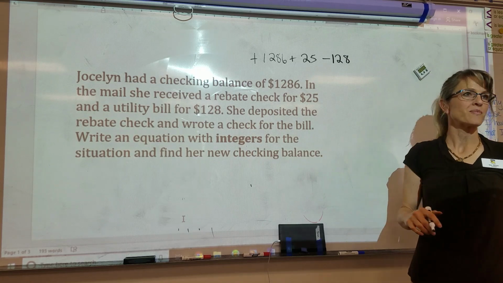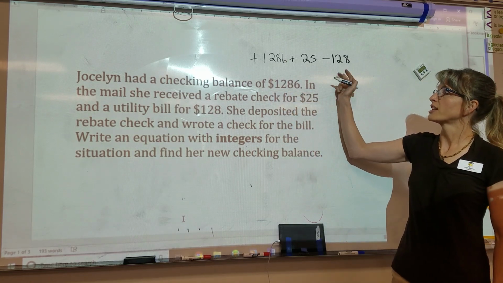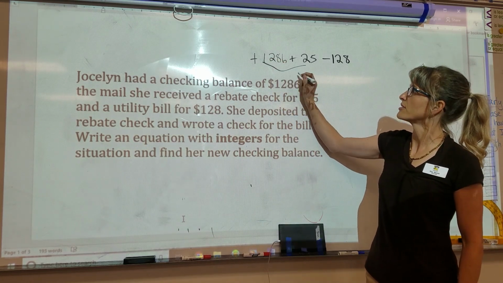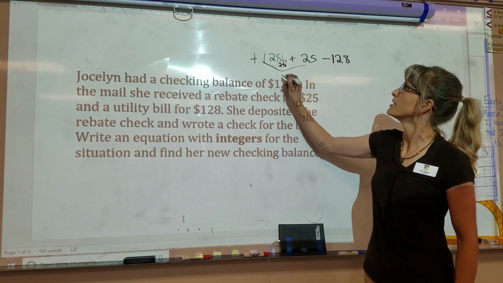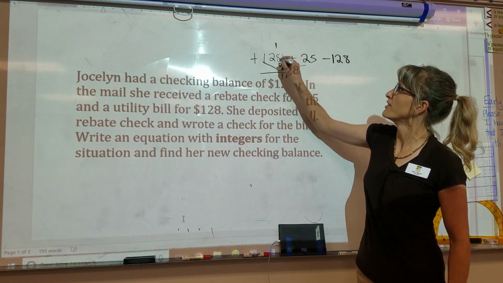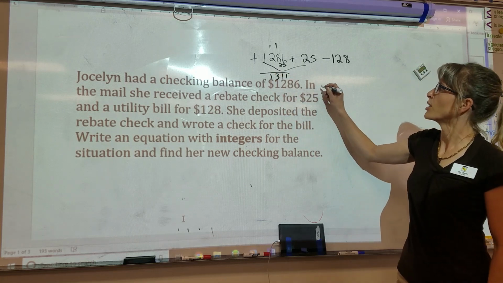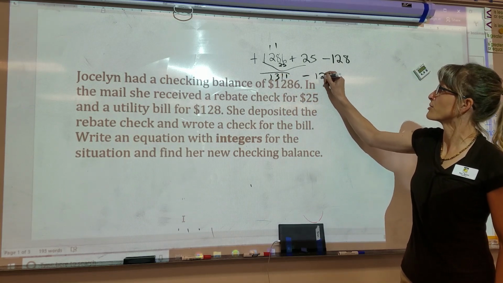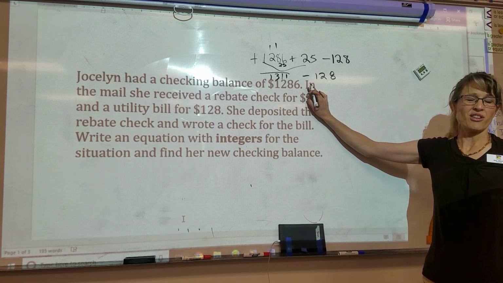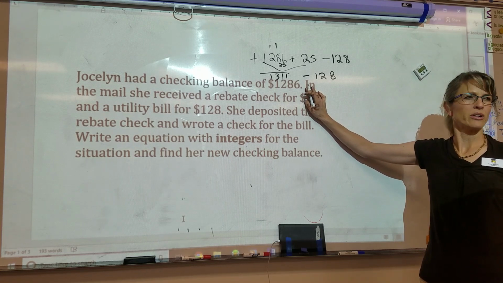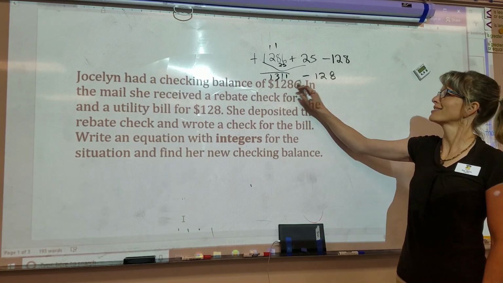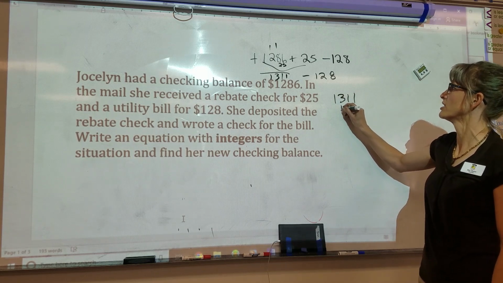So we're going to solve that. So we have a positive and a negative. Let's add the positives first. Let's put the 25 down there. And that's going to give us 1,311. Now I've got to subtract my 128. Do we need to do anything fancy here with absolute value? Not really. So let's just do a normal subtraction.